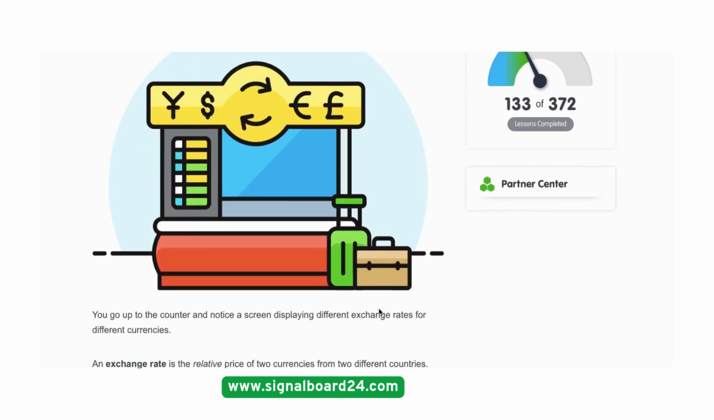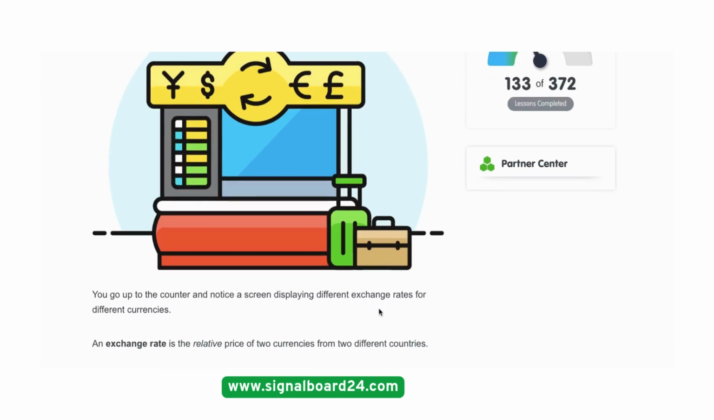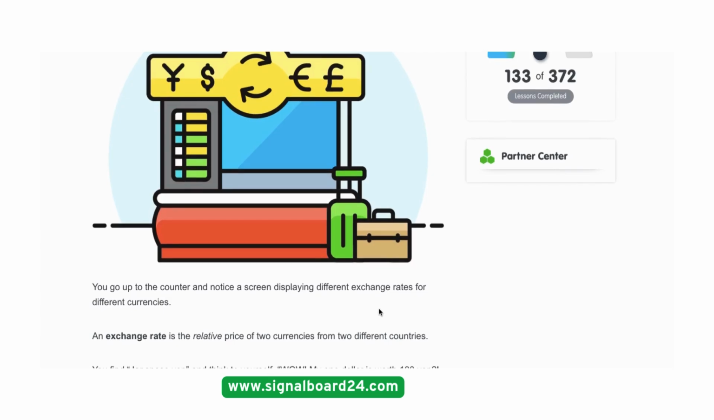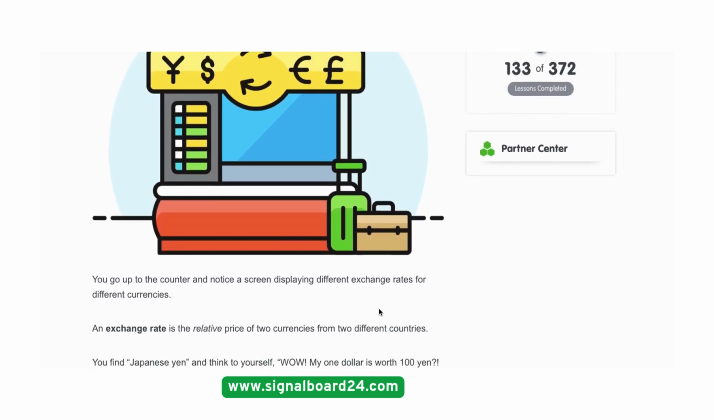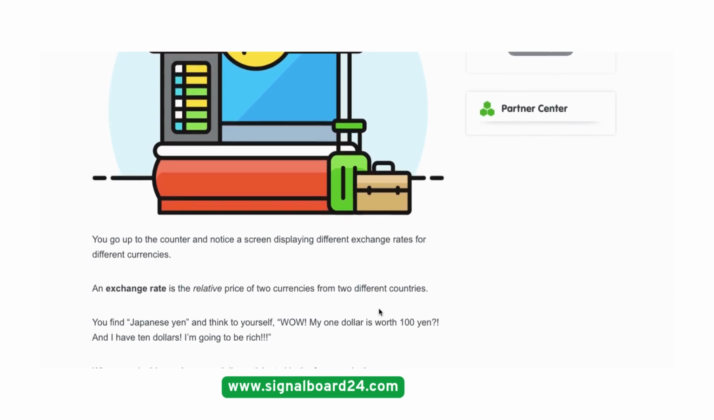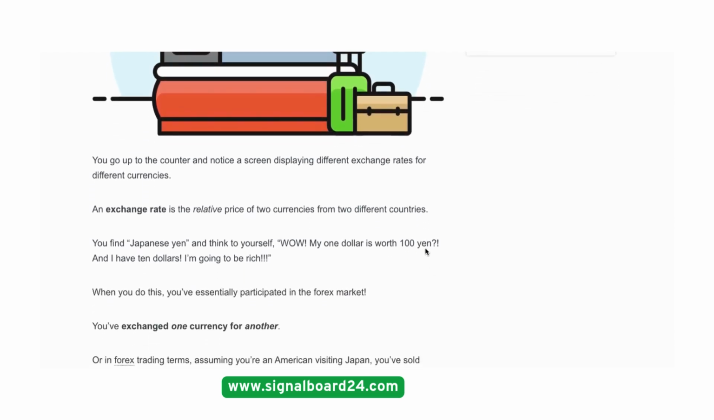We learn this through different information that we can get. The more information we can get on a currency, the more opportunity we have to win or lose on it. Basically, we have an exchange rate for each currency. What is an exchange rate? An exchange rate is just the price of two currencies.